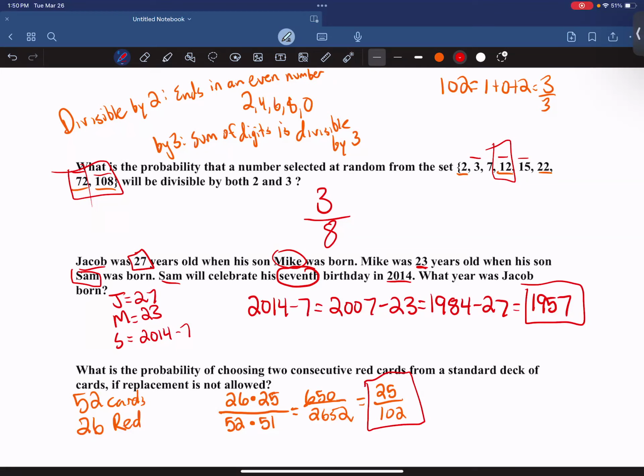It would not be 2 out of 52, okay? Which could be a common mistake that people make when they think probability, because they're like, well, I can get 2 cards out of 52, but you got to take into account every possible solution, which is why you arrive at such a large number.